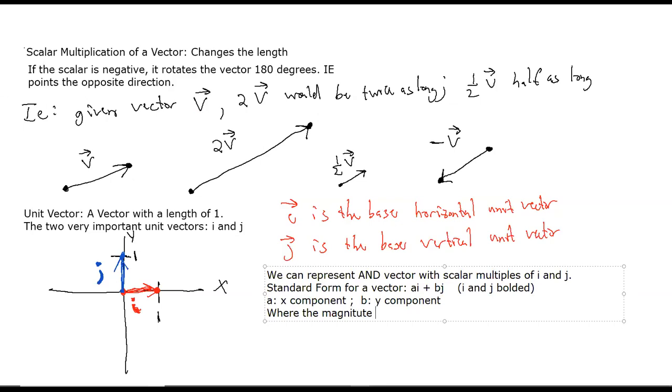Where the magnitude of the vector v is the same thing from before. That Pythagorean theorem, the square root of a squared plus b squared. Again, that is just lifted from a right triangle where a and b would be the legs if you drew it up as a right triangle.